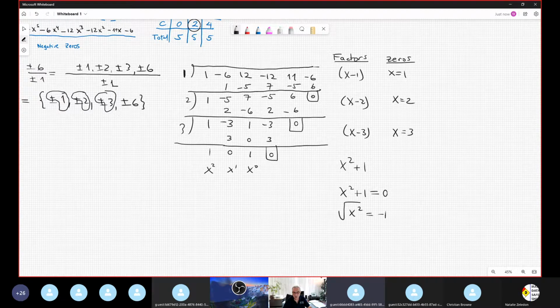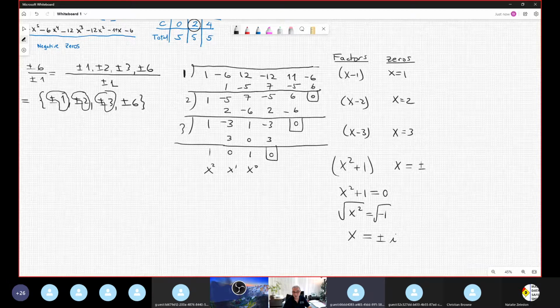x squared equals negative 1, apply square root to both sides. Wow, imaginary. Plus and minus. Okay, for that factor, there are 2 zeros because it's quadratic, no? Okay, it's plus and minus i. And that's it. End of the story.